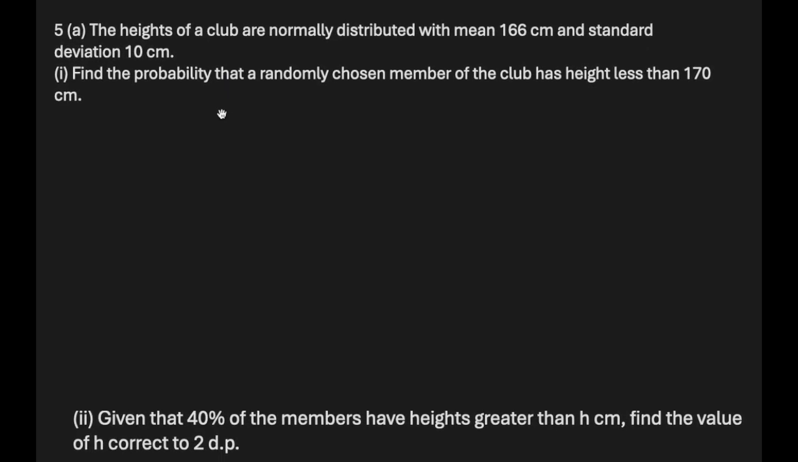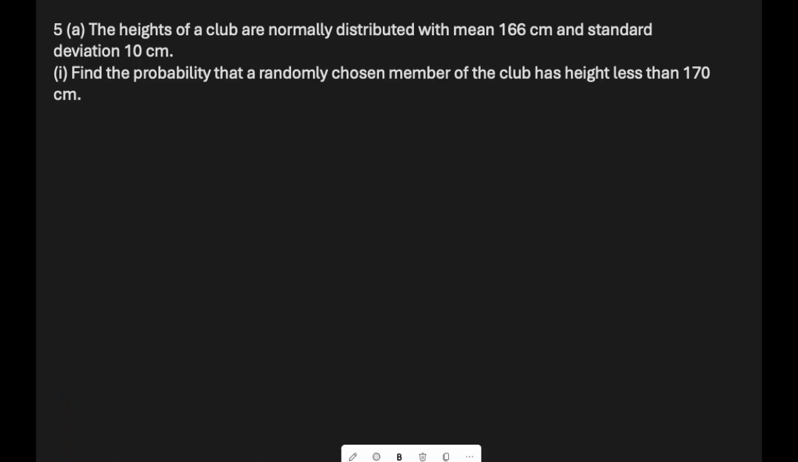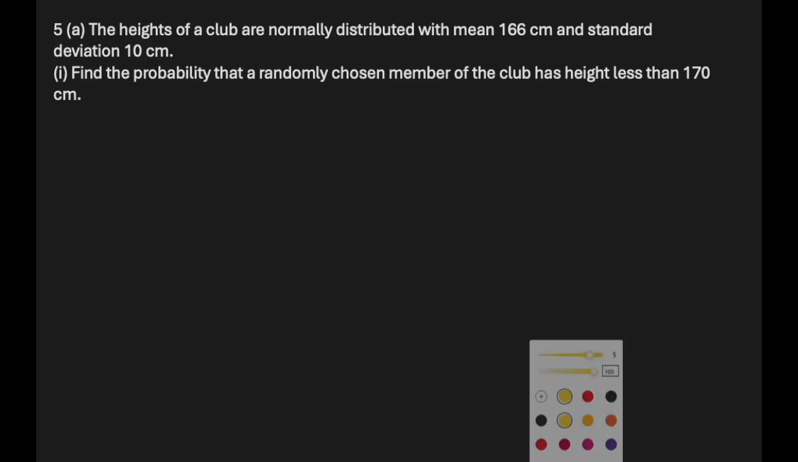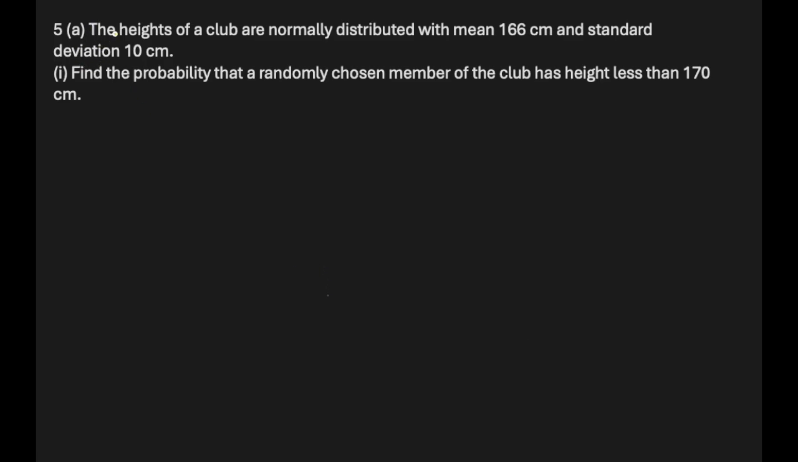Okay, question number 5. The heights of a club are normally distributed again. So we had normal approximation earlier, now we have normal distribution. The mean is 166, standard deviation 10 centimeters again. Find the probability that a randomly chosen member of the club has height less than 170 centimeters.